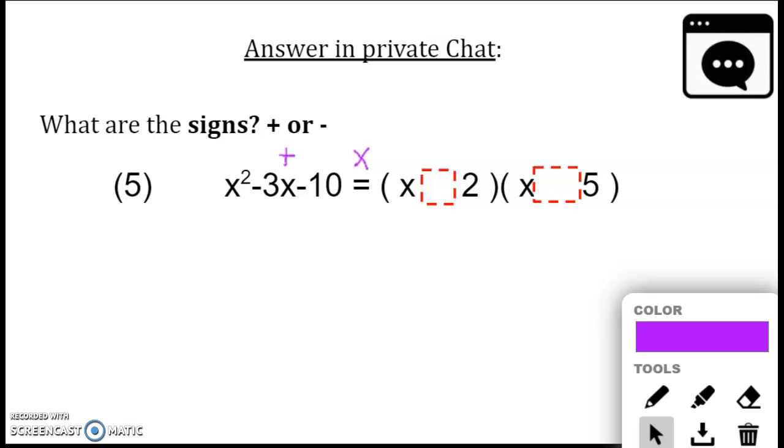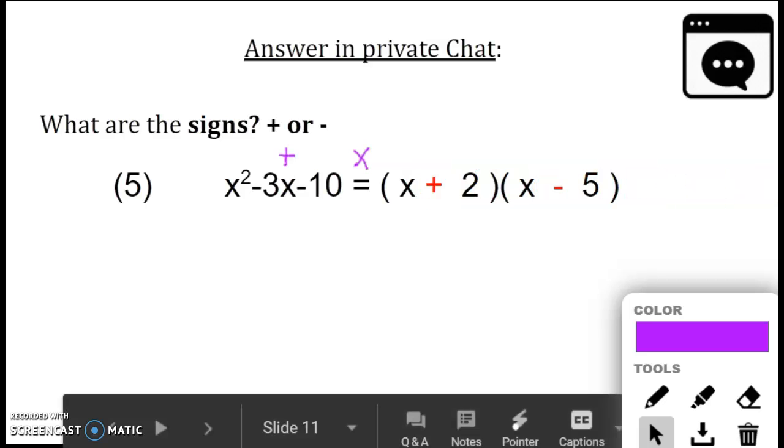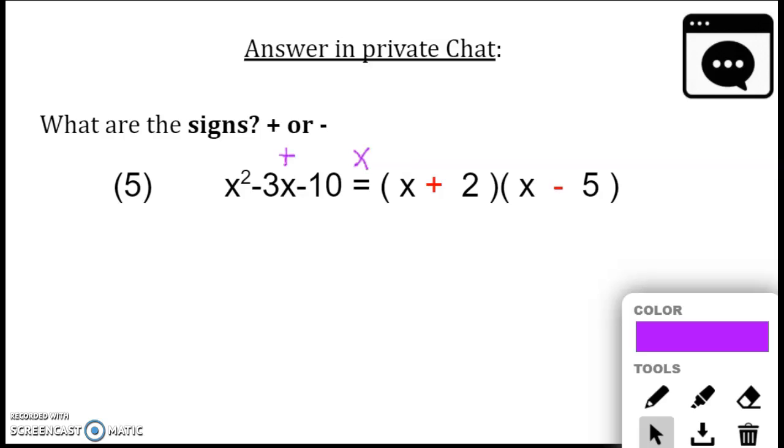Okay, so I know that one of them has to be positive, one of them has to be negative. But we want to end up with negative 3. That means we want the bigger number to be negative so that when you add them together, you are going to end up with negative 3. So you're going to put negative 5 and positive 2.